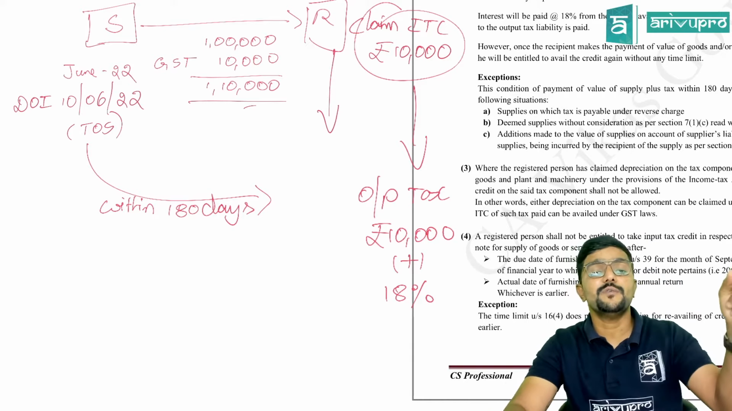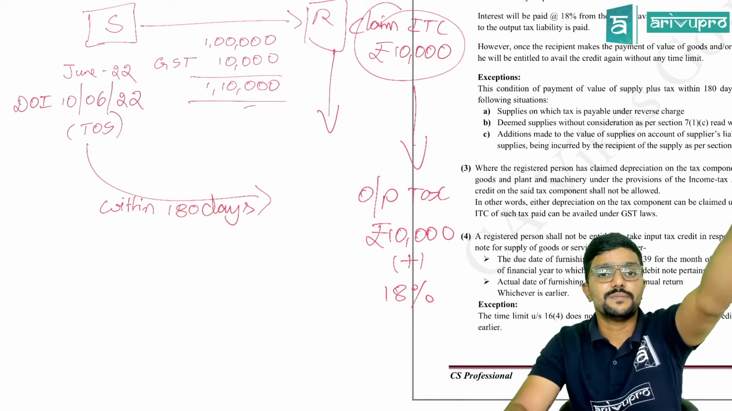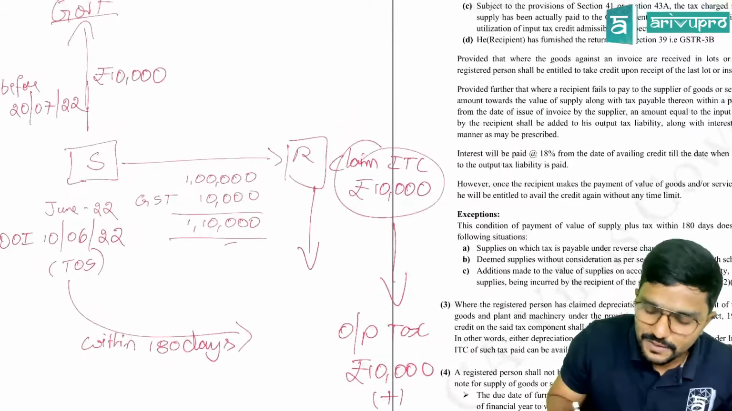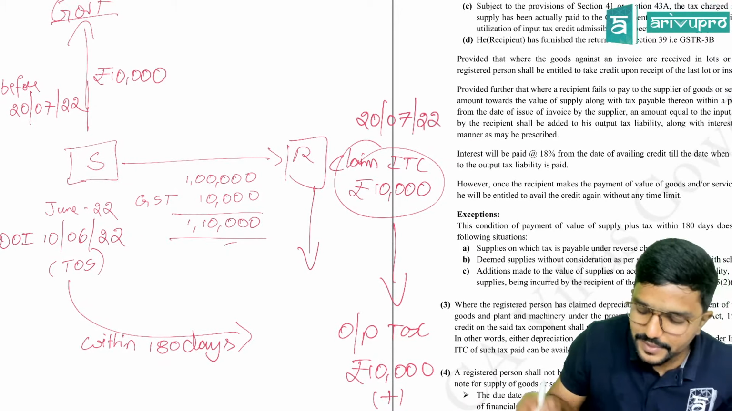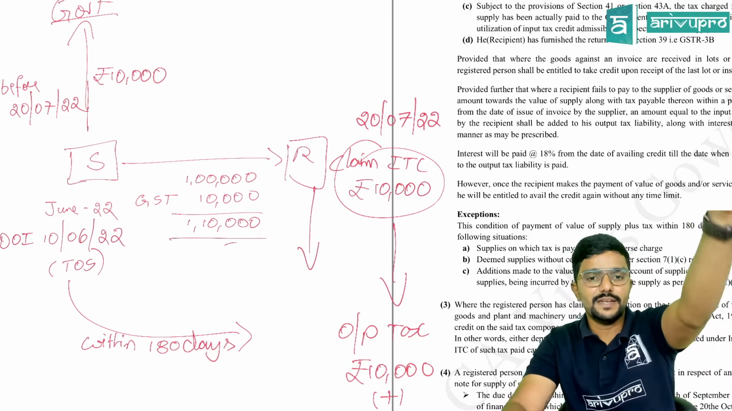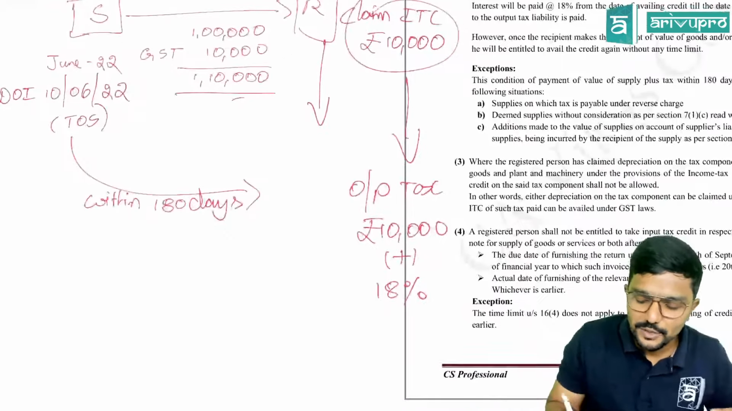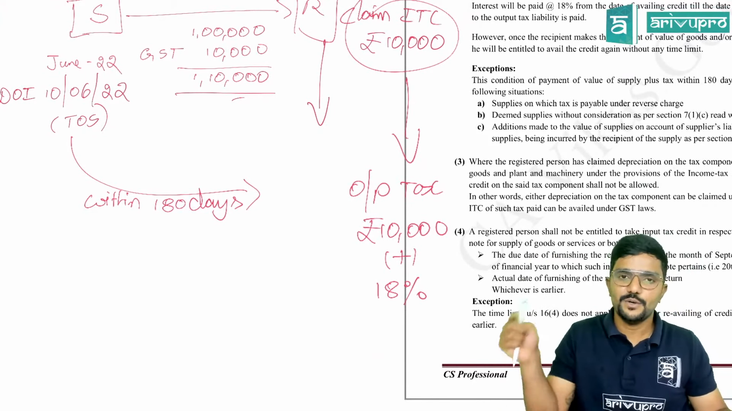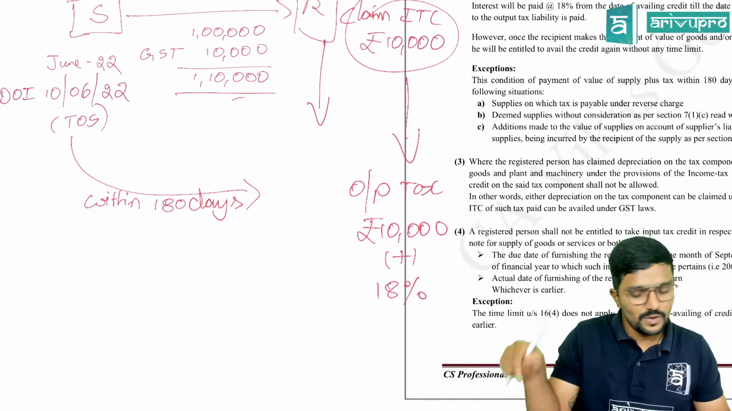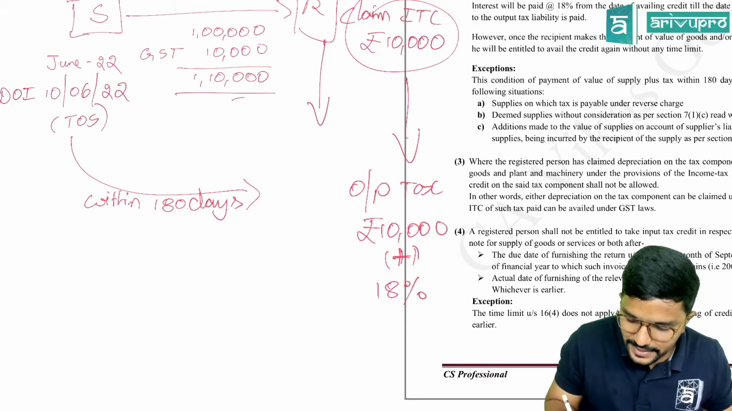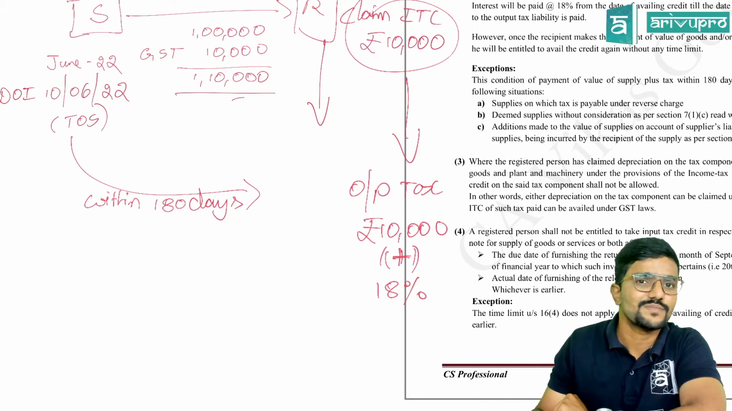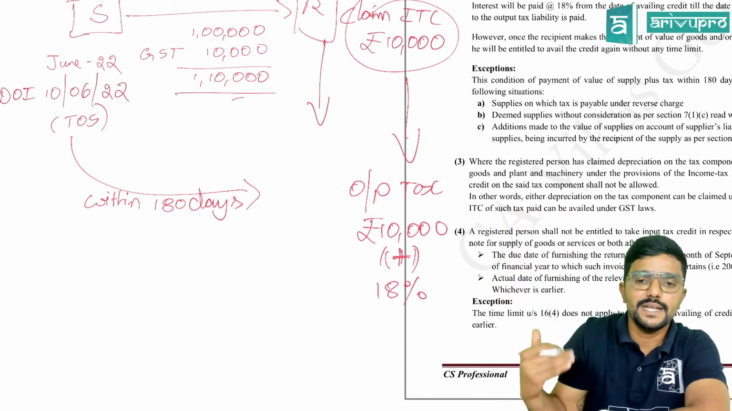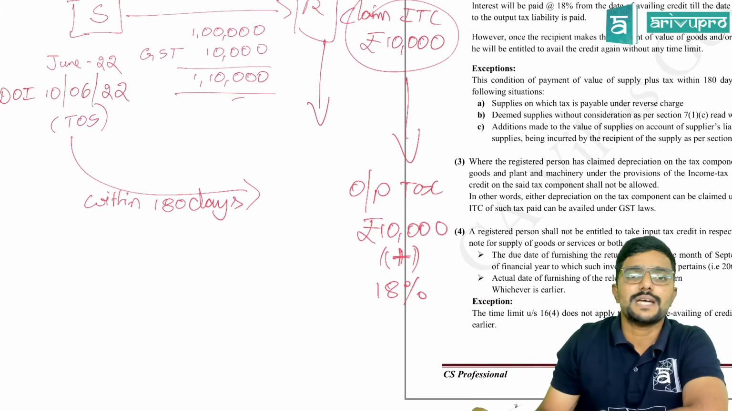18% interest from when to when? When did you claim the ITC? From that day. Assuming you claimed the ITC on 20th July only, as soon as the taxes were paid. From then till the tax is added to output tax and you have paid it, you are the one who is supposed to pay it now. So till that day, interest at 18% on 10,000 will be charged. On 10,000, 18% interest from 20th July till you pay this 10,000 will be charged, guys.